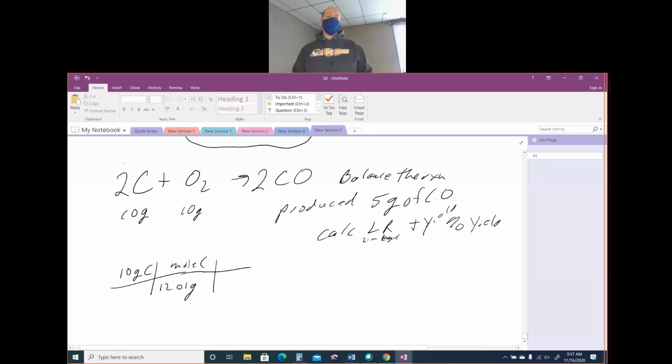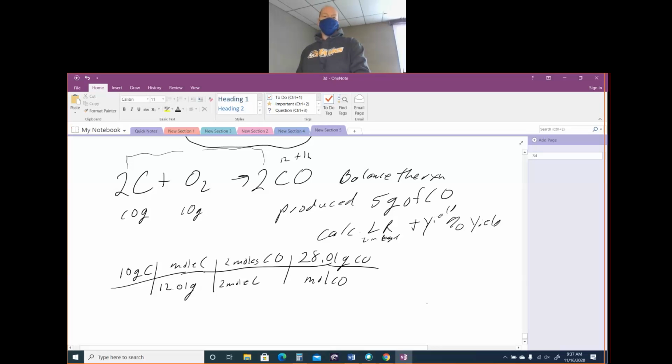Then you have to use the molar ratio, and you see that on the bottom you have your 2 moles of carbon will produce 2 moles of CO. Then we can convert that into grams by multiplying by the molar mass, which is 12 plus 16, which is 28.01 grams per mole CO.